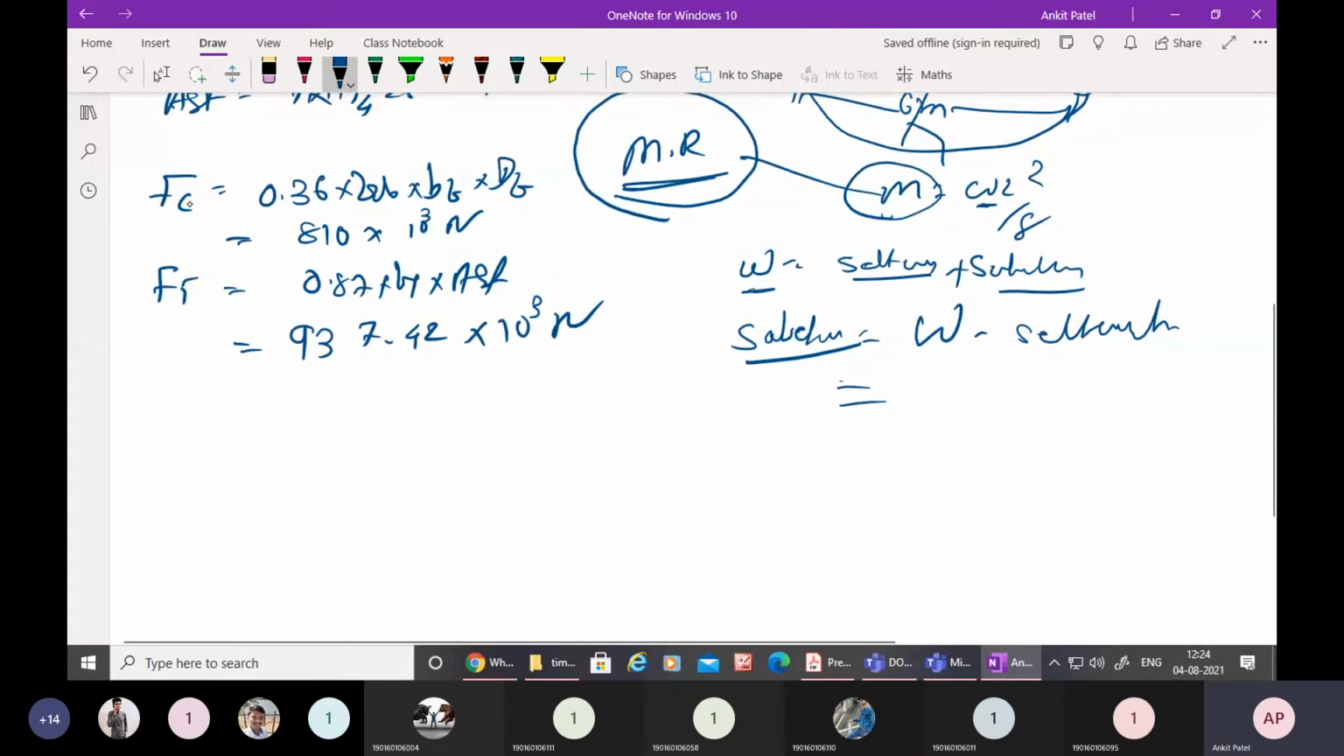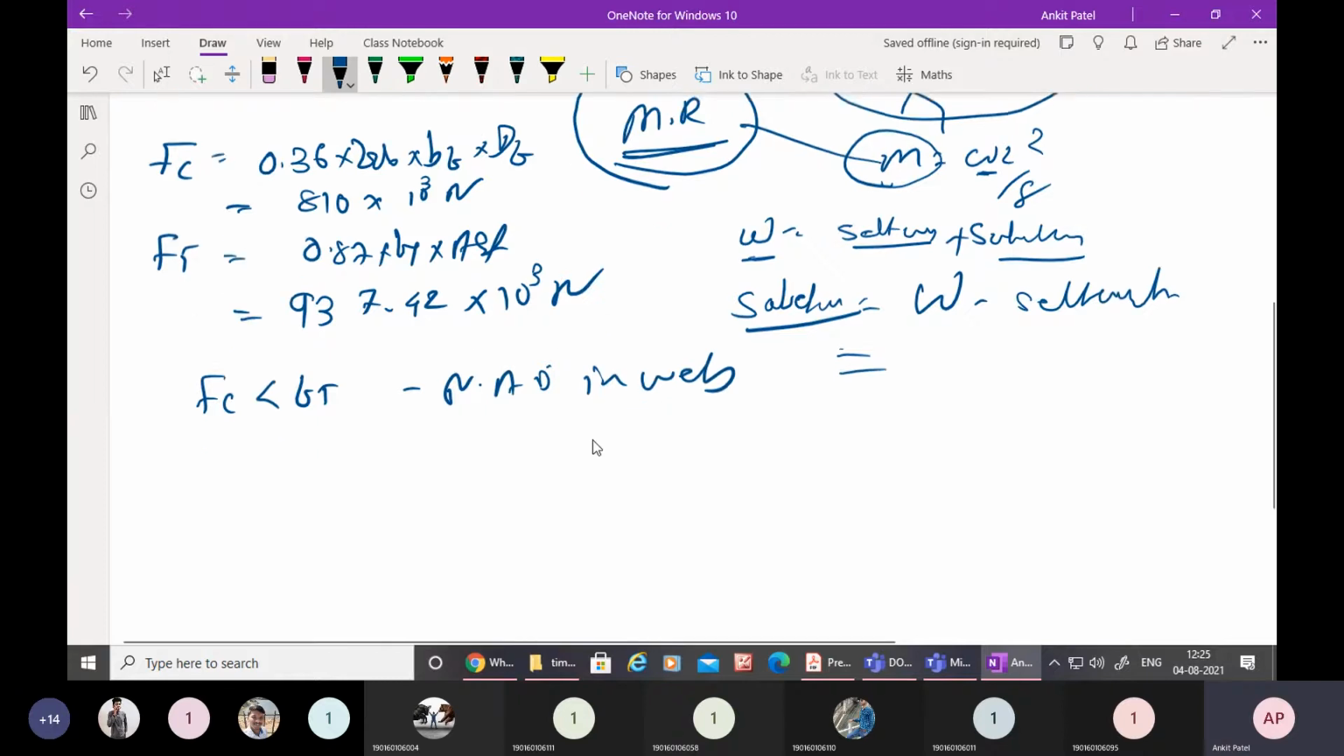Okay. So now compare these two, FC and FT. What will you get? You will get that FC is less than FT. So neutral axis is in web. Now neutral axis is in web.